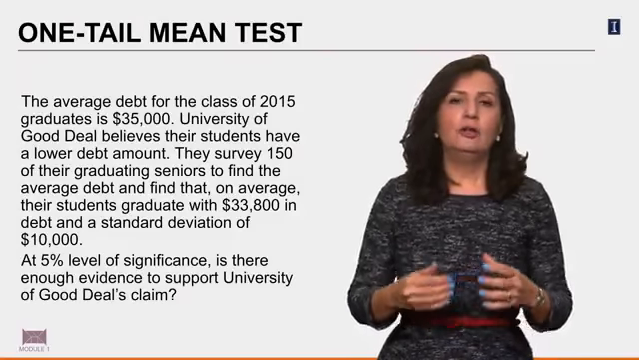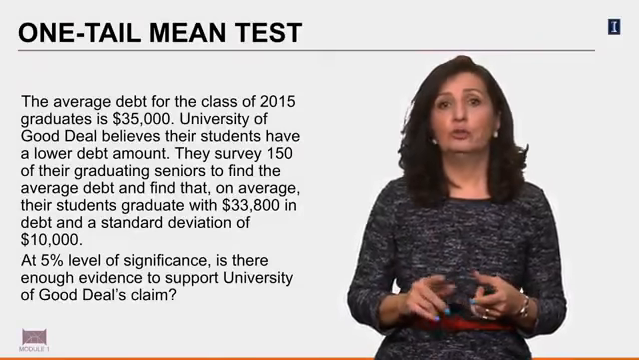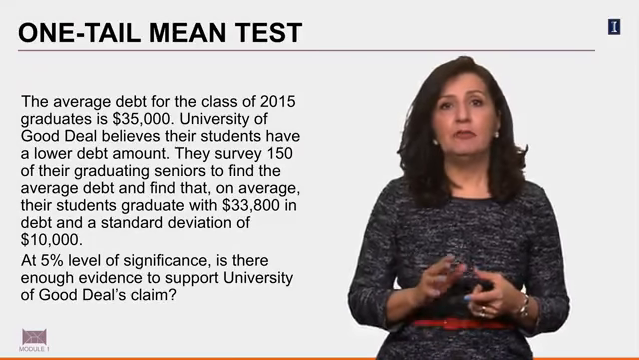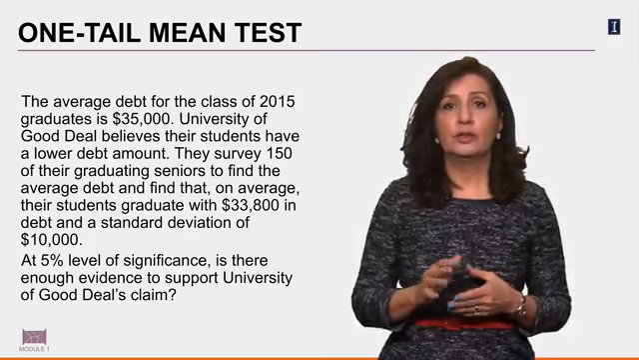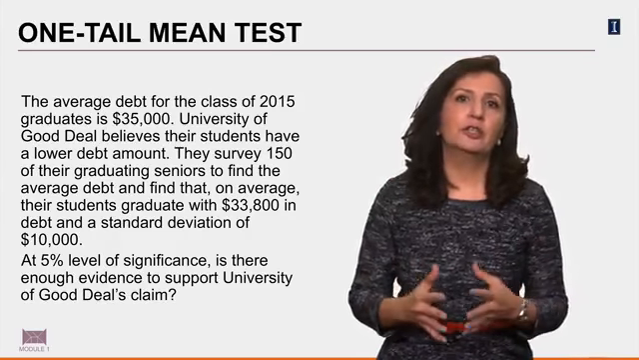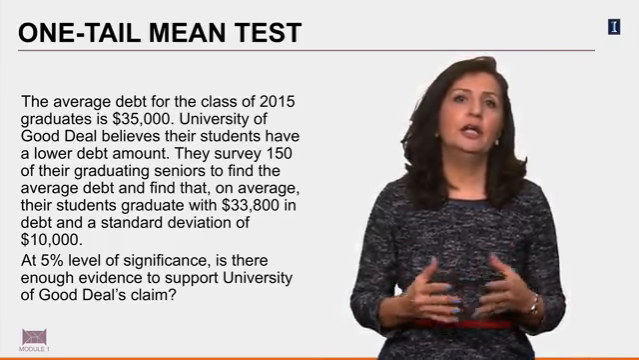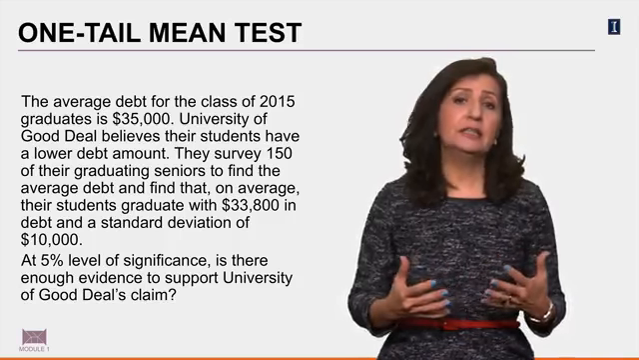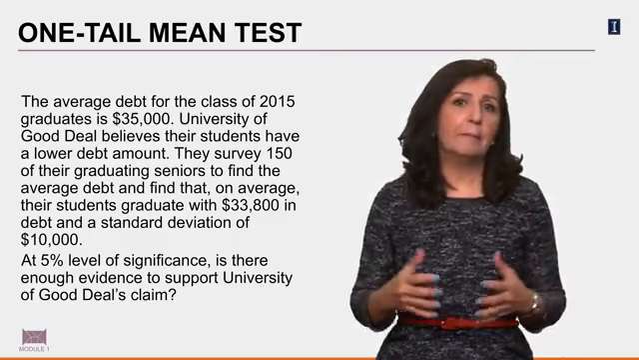Now let's start on how to do the hypothesis test when we do a one-tailed test. Going back to the student debt and the Good Deal University's example. It is believed that the average debt for the class of 2015 graduates is $35,000. University of Good Deal believes that their students have a lower debt amount. They survey 150 of their graduates, seniors, and find the average debt to be $33,800 with a standard deviation of $10,000. At 5% level of significance, is there enough evidence to support Good Deal University's claim?